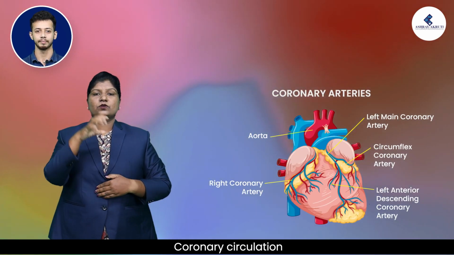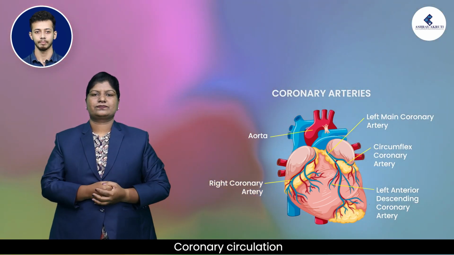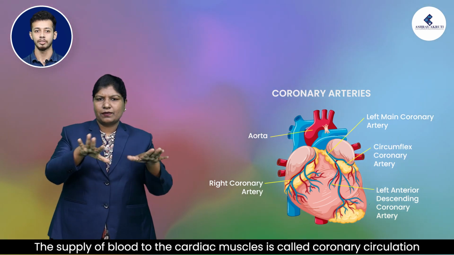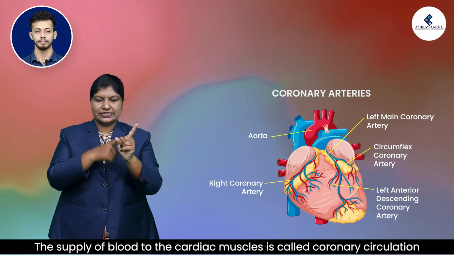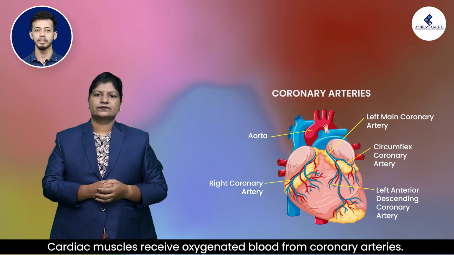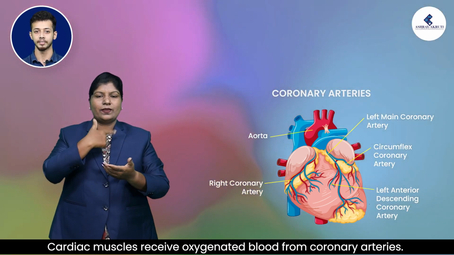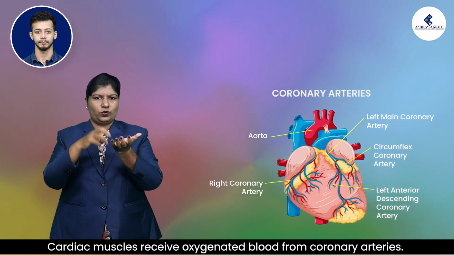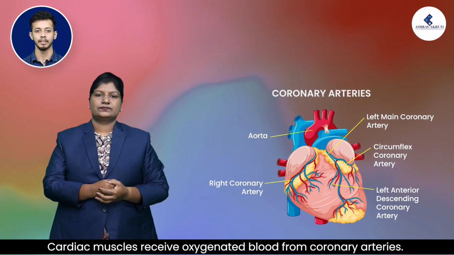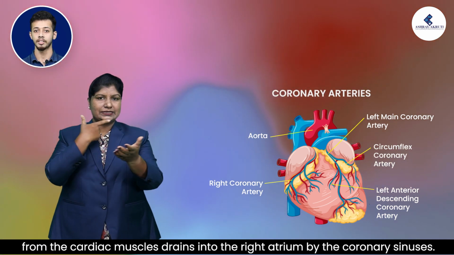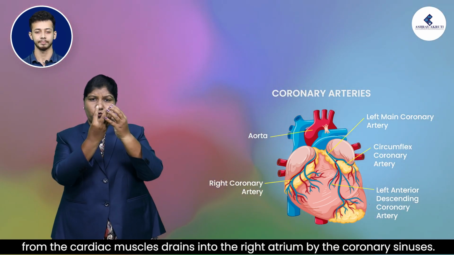Coronary circulation. The supply of blood to the cardiac muscle is called coronary circulation. Cardiac muscles receive oxygenated blood from coronary arteries. Deoxygenated blood from the cardiac muscle drains into the right atrium by the coronary sinuses.